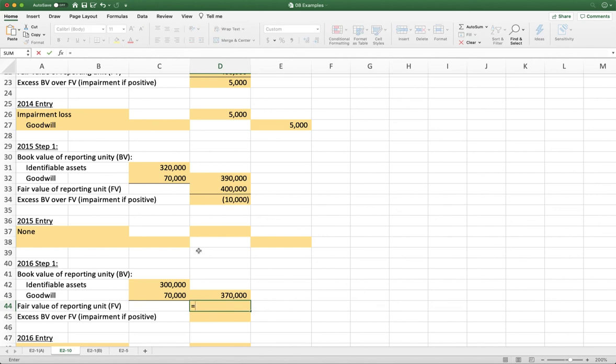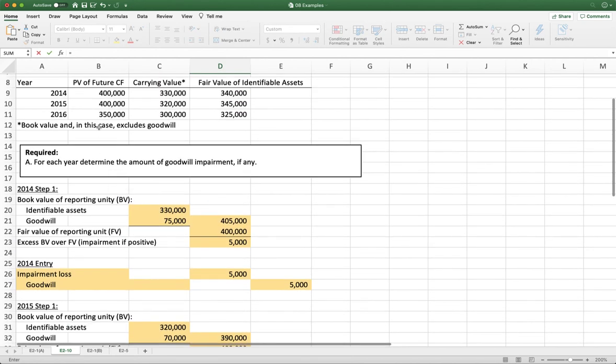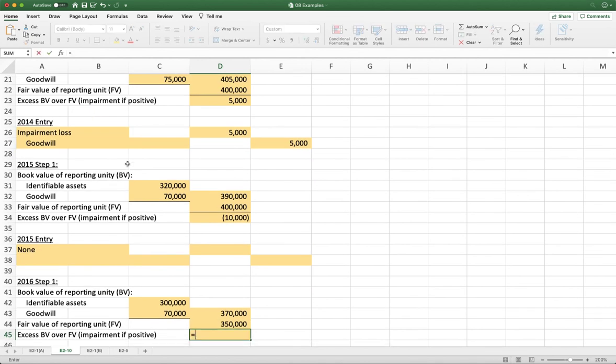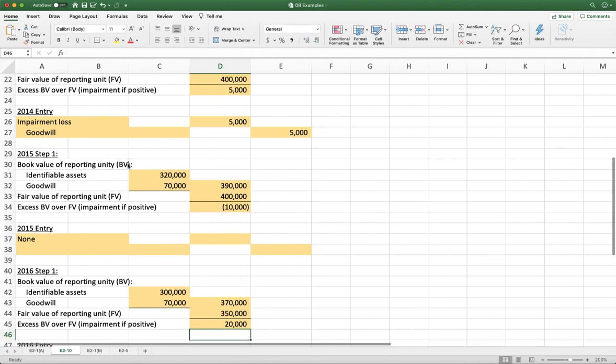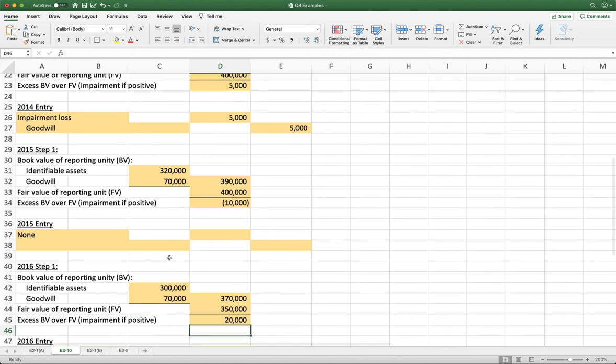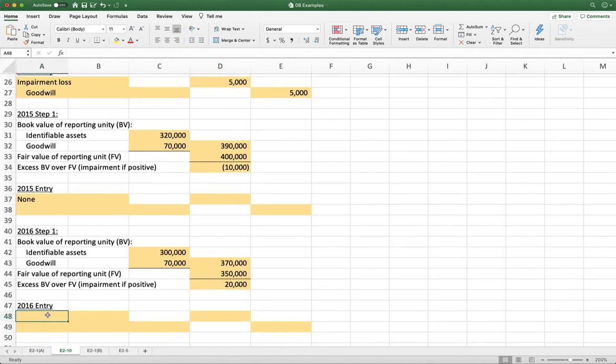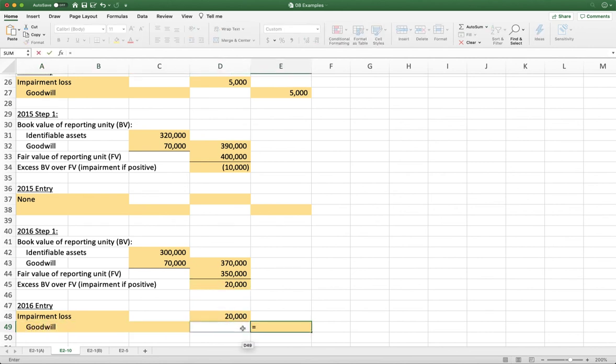By now, you guys should be on to me. Our fair value of our reporting unit is going to be that present value of future cash flows. And we're going to check to see if that book value is larger than our fair value. And it is, by $20,000. So again, we're going to have to take an impairment loss. And we're going to take our impairment loss in the amount that we calculated here, which is $20,000. So that's effectively going to make our book value equal to our fair value as of the recording of this entry.